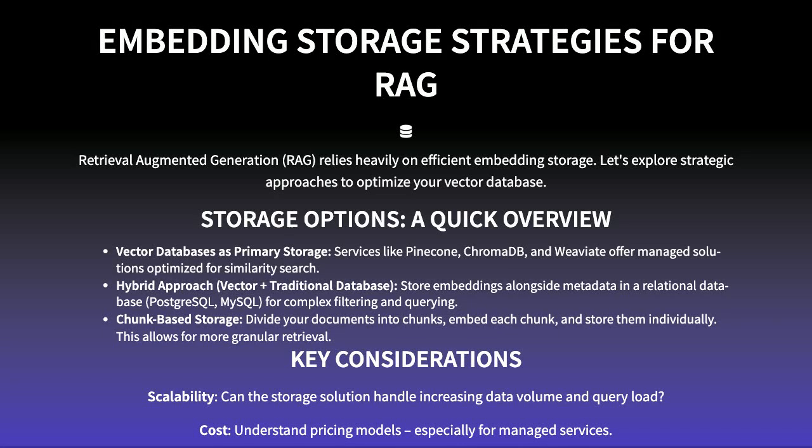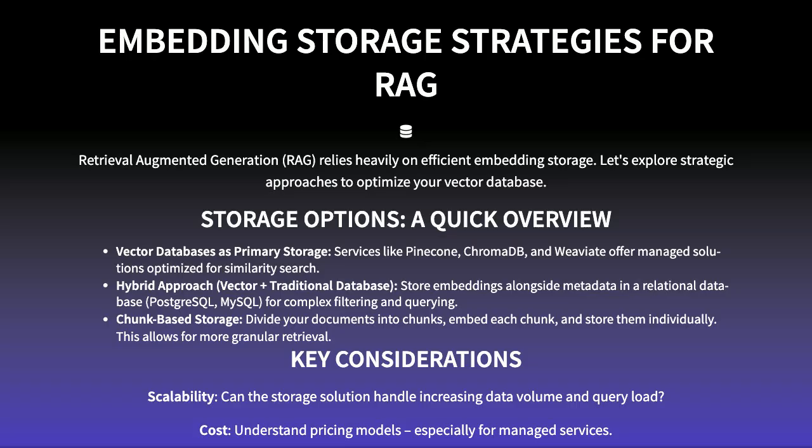Okay, let's talk about how we store those all-important vector embeddings when building RAG systems. Basically, you've got a few main options. You can use dedicated vector databases like Pinecone or ChromaDB. These are specifically designed for really fast similarity searches. Alternatively, you might choose a hybrid approach where your embeddings live alongside other data in a traditional database like PostgreSQL.